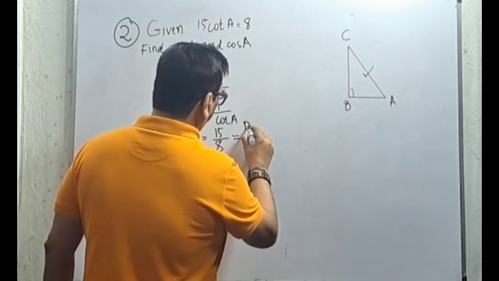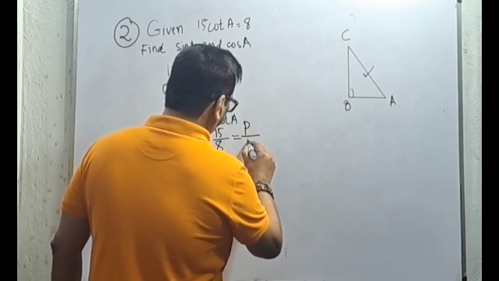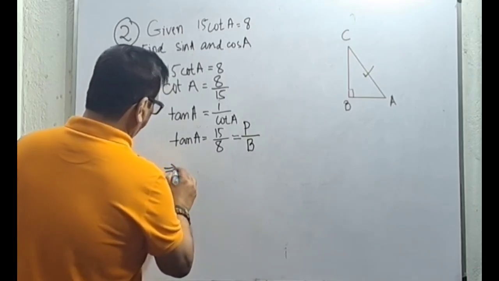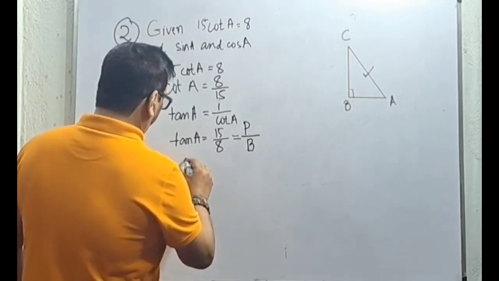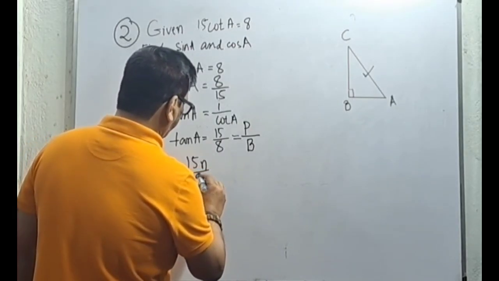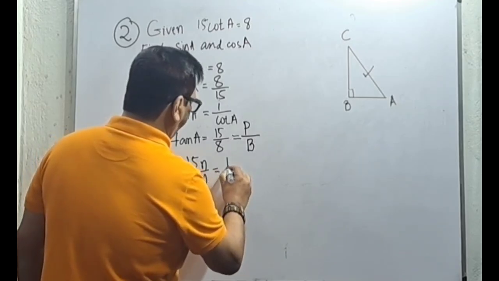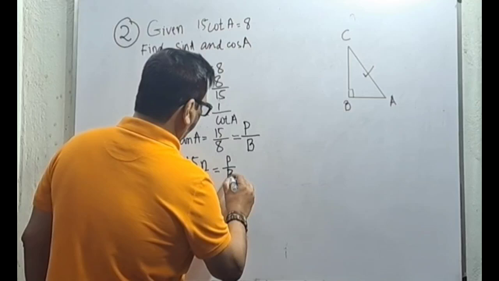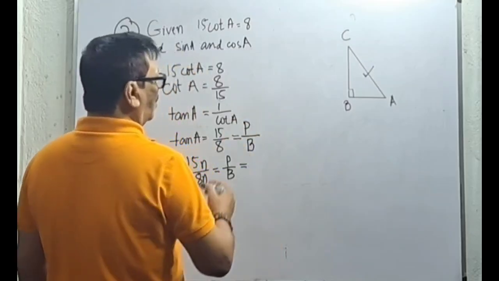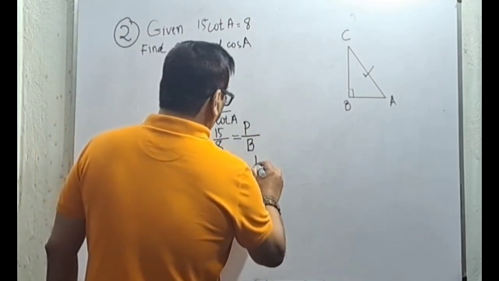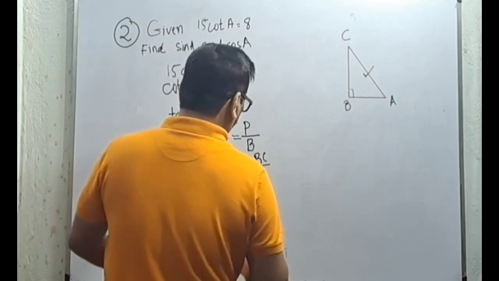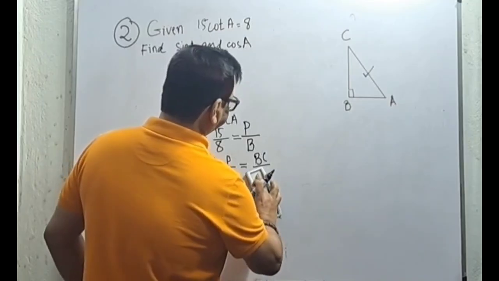Now if you refer to the figure, this will be equal to tan A, that is, perpendicular by base. Right? That implies that 15n by 8n is equal to P by B, that is equal to what? BC by AB. BC by AB.